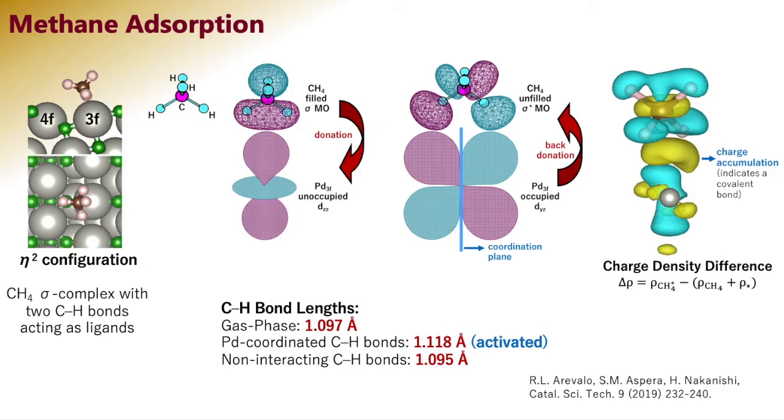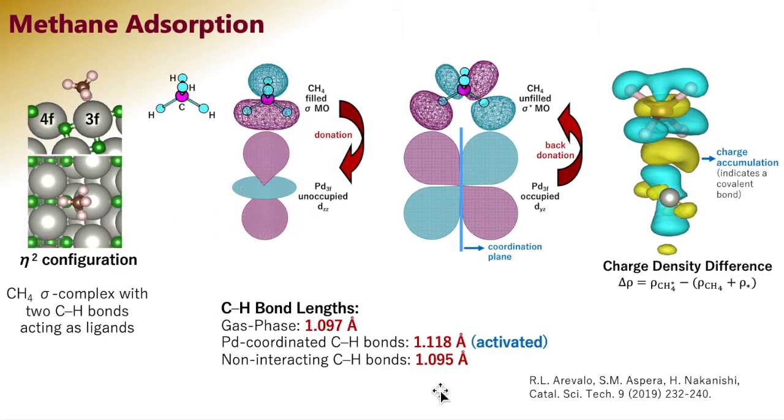Considering the identified unoccupied dz2 and occupied dyz states of the 3F palladium atom mentioned earlier, the mechanism of electron donation and back donation between methane and the palladium 3F atom can be drawn. The highest occupied molecular orbital of CH4 is a threefold degenerate sigma-type molecular orbital 1t2, as shown in this figure. This filled molecular orbital can donate electrons to the unoccupied dz2 state of palladium 3F.